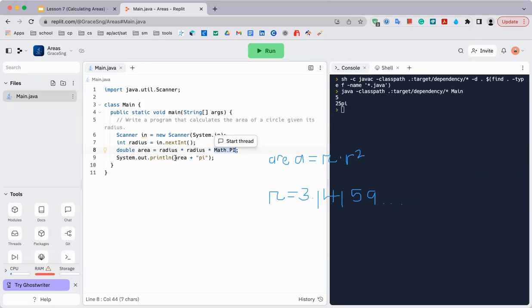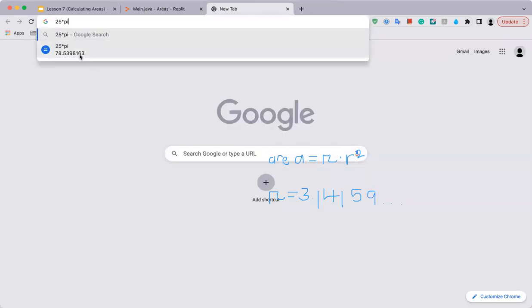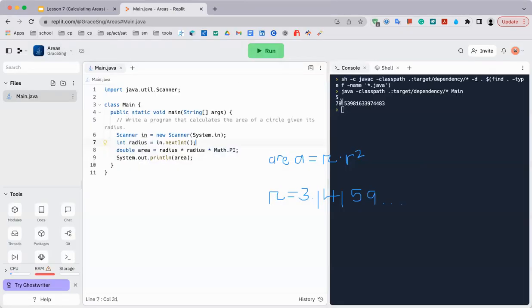So now when we print this out, we just got to print out the area. We don't need to print out the string pi. So let's run this now. So using my same example, if I have a radius of 5, then this is the approximate area I get. And so you can check that. 25 times pi, 78.539, so on. So this seems pretty correct.